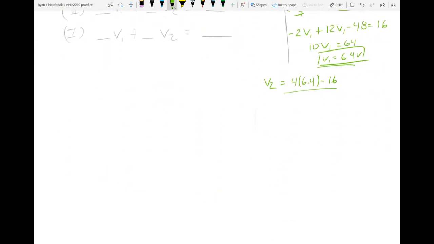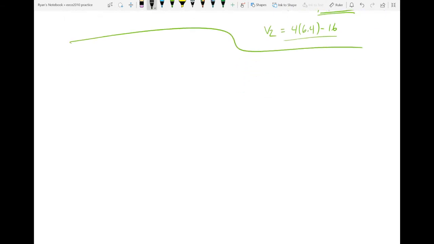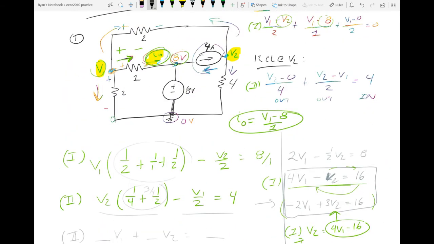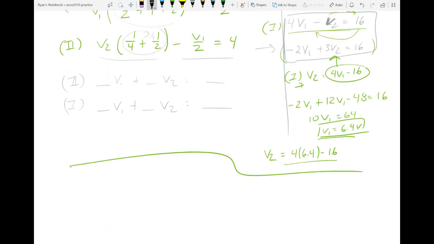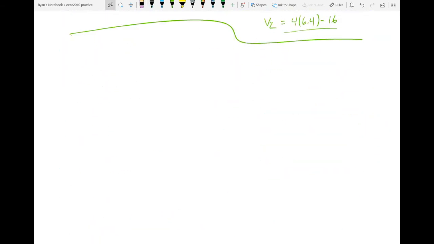All right, so I went through that pretty thoroughly. I'll probably try not to go into as much detail on the subsequent ones, but that's how you would approach a node-voltage analysis problem. Okay.